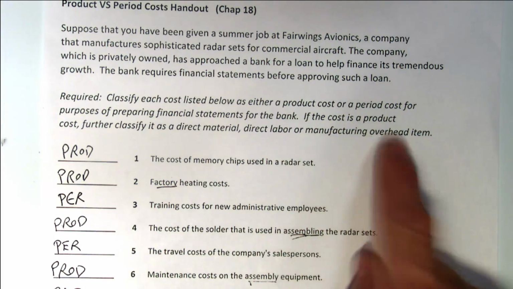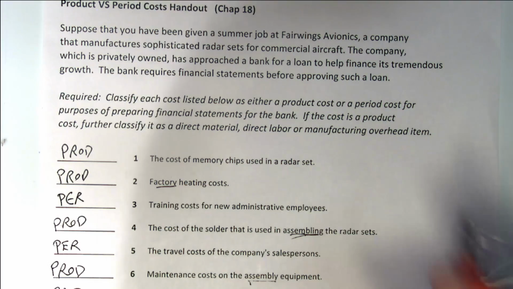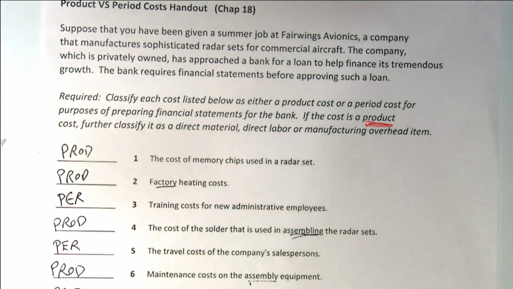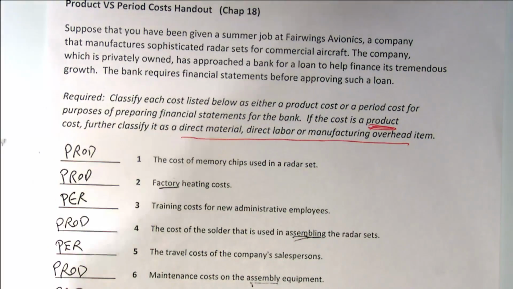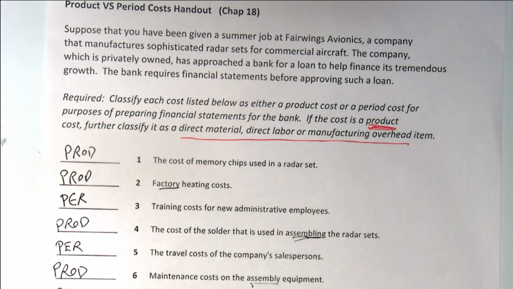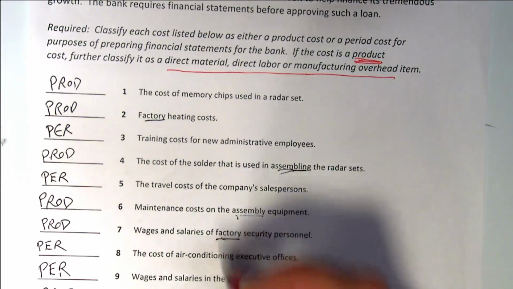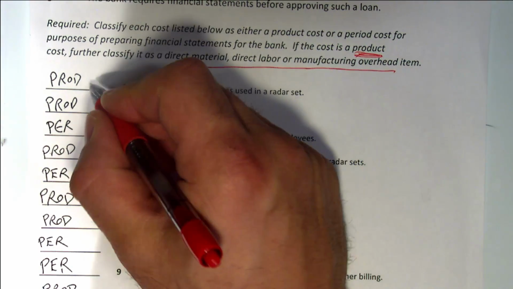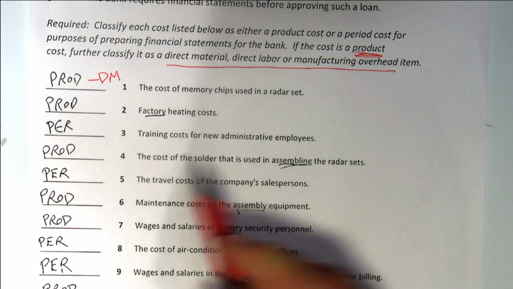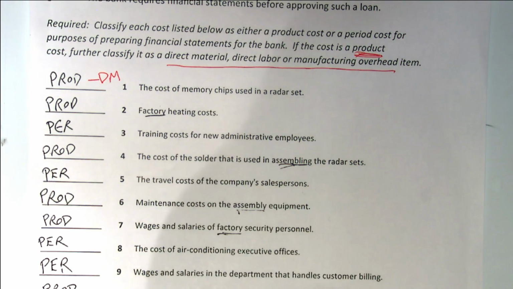If the cost is a product cost, it's further classified as direct material, direct labor, or MOH. Okay? You with me? So we're going to go through the product costs and decide if they're direct material, direct labor, or manufacturing overhead. Okay, the cost of memory chips used in a radar set. What's that? Direct materials. Factory heating costs. MOH. It's manufacturing overhead.